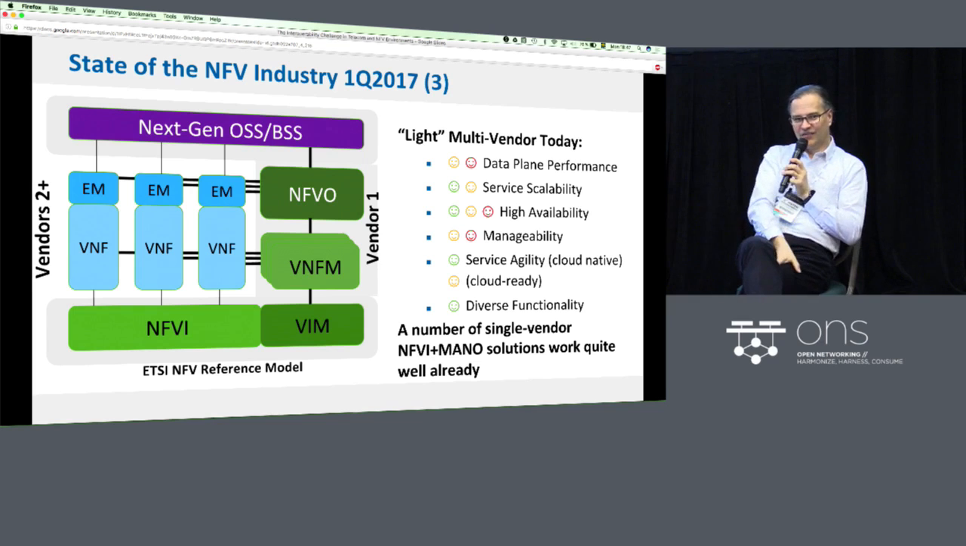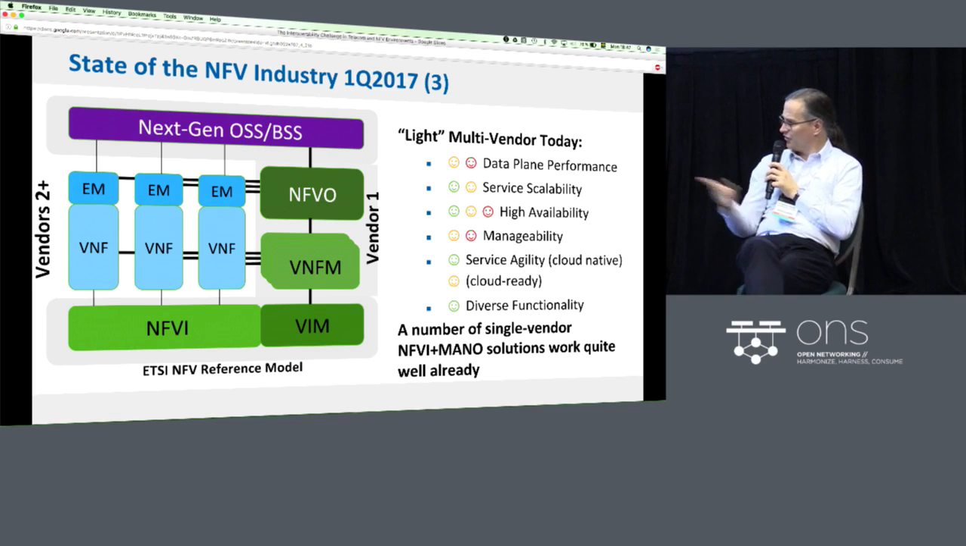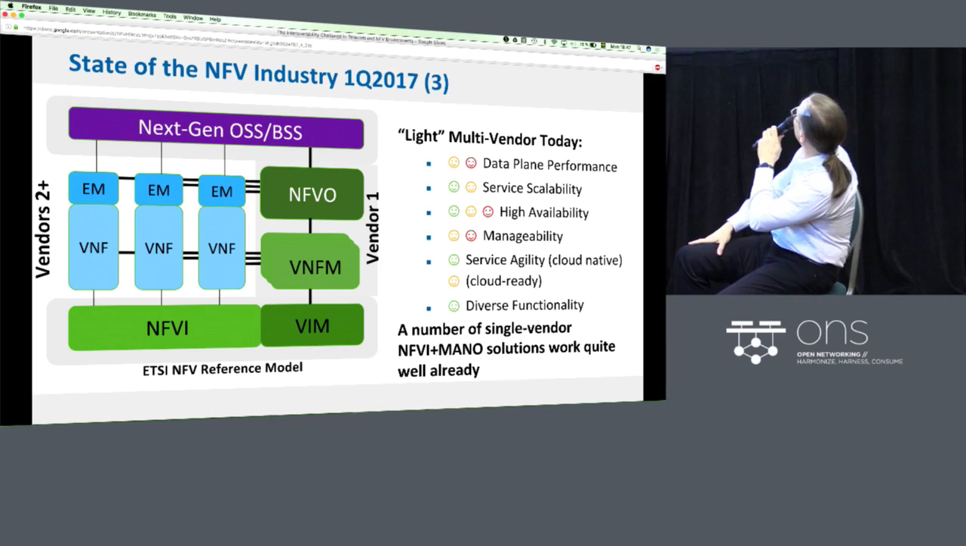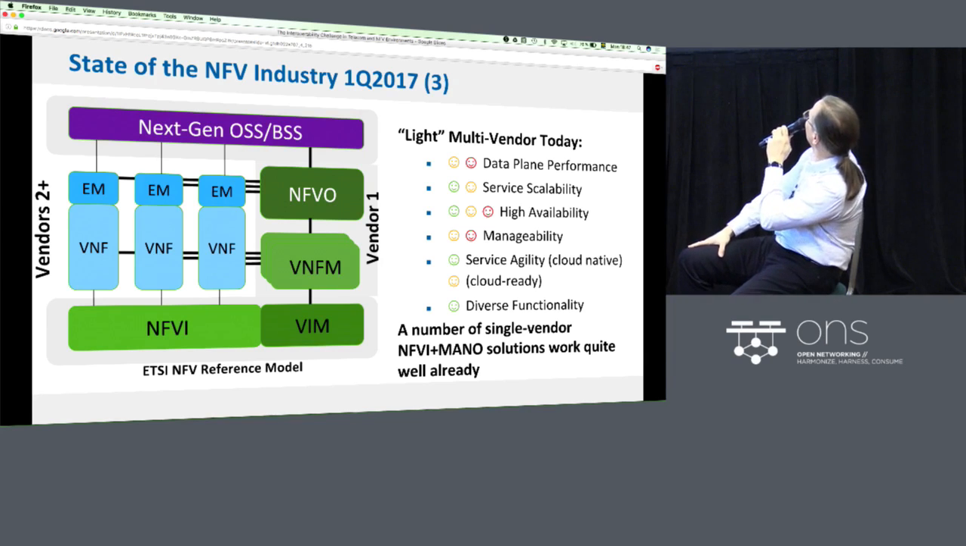No, it's yours. And that's what can happen in the industry. We'll talk about NFVI TI, which is one way to prevent this from happening. But I think I'm still pretty confident on some aspects of light multi-vendor.